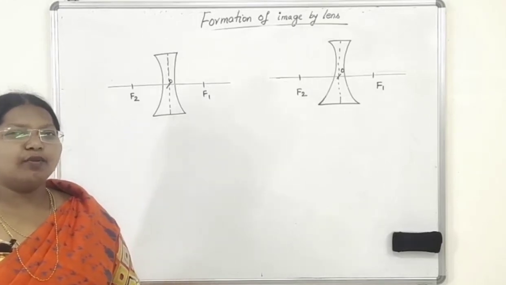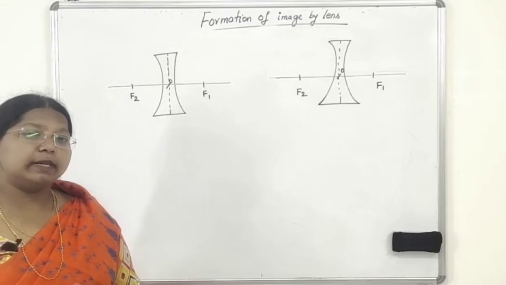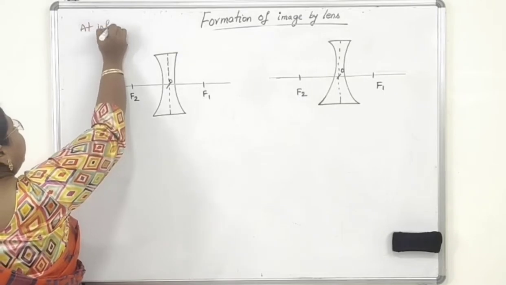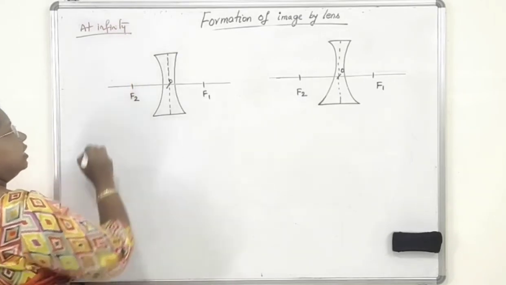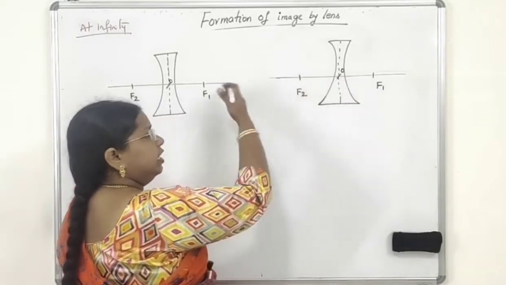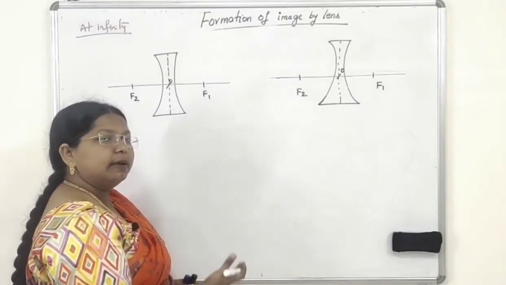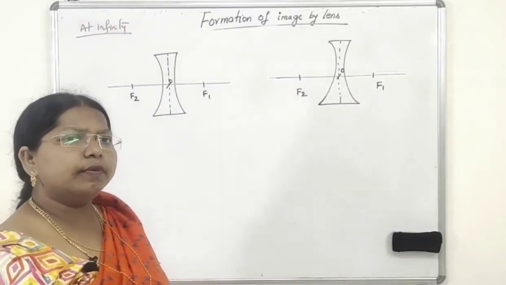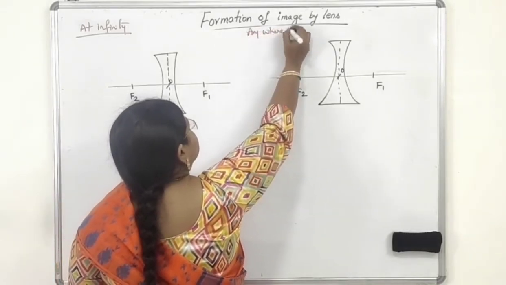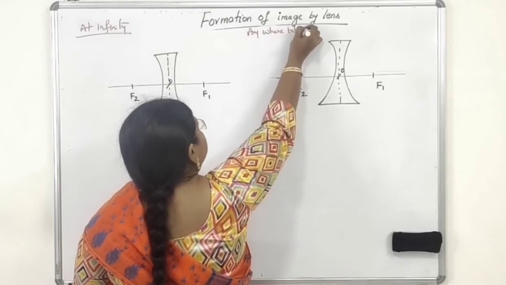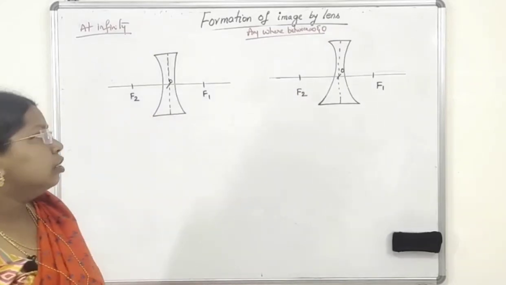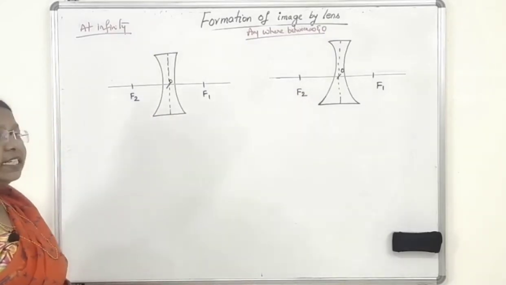So in concave lens, we have only two ray diagrams. One, when the object is placed at infinity, first case. And second one, anywhere between infinity and optical center, anywhere, same type of image you will get, same type of nature, same size, so we will get the same thing. So second case is anywhere between infinity and optical center. So we will see the first case, students, when the object is at infinity.